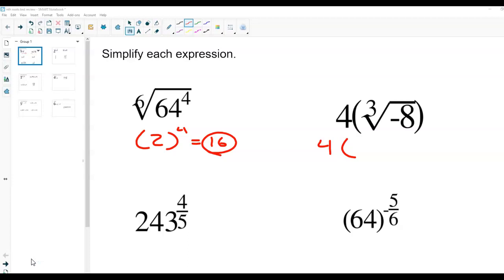You take an even root, we can't take the even root of that negative number without imaginary numbers. But if you take an odd root, the answer can be negative. The cube root of -8 is -2. Okay? And this answer ends up being -8. Because then you multiply the 4 through there as well.